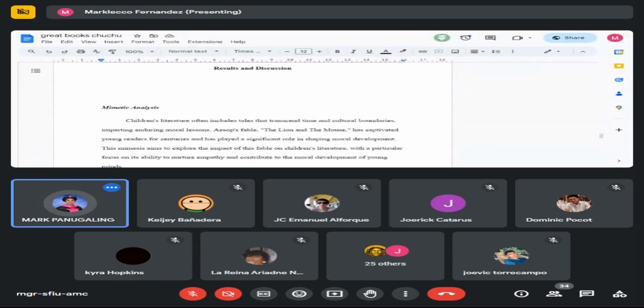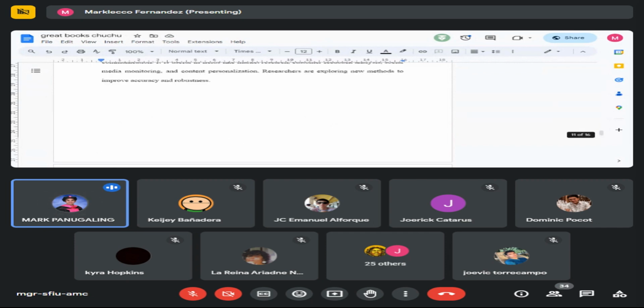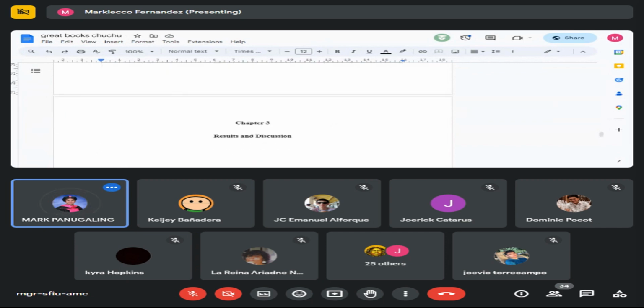Can you move up group number 1 a bit only? Yeah, there is no page number here, right?